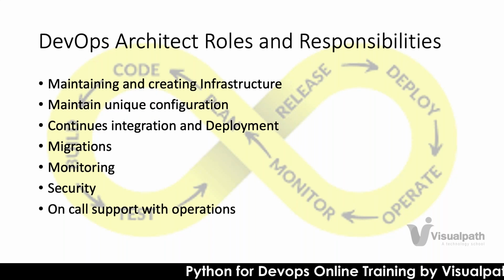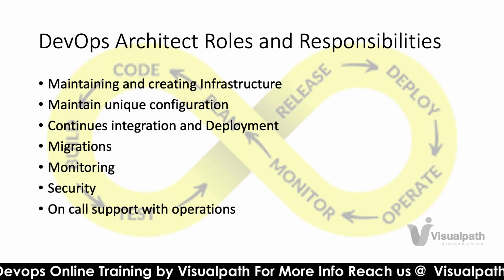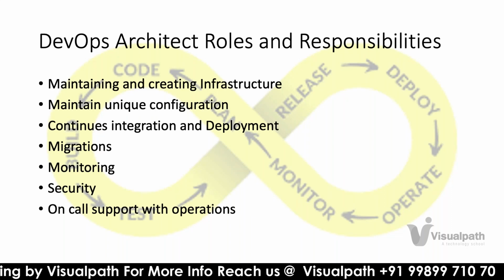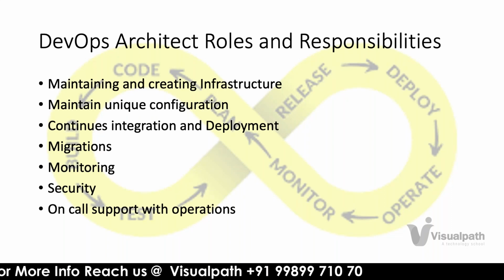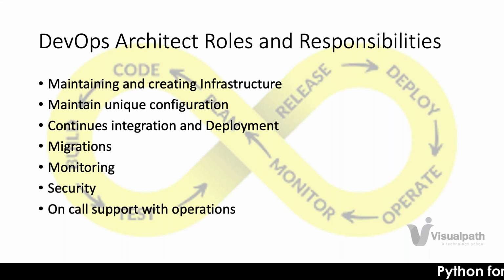So when we say monitoring is there, then obviously we need to have on-call support also. So when monitoring gives some alerts, okay, there should be some team which should give the resolution for those alerts. Okay, so for that reason we need to have on-call support and operations. This is what a DevOps architect will be doing.